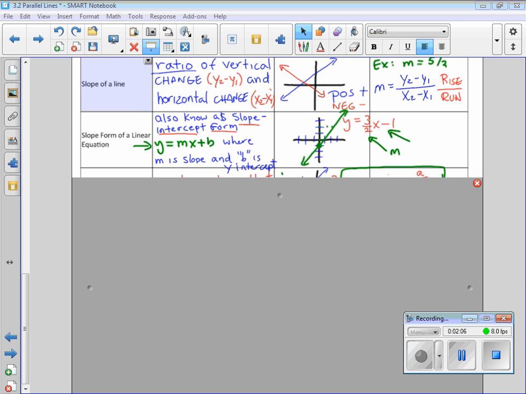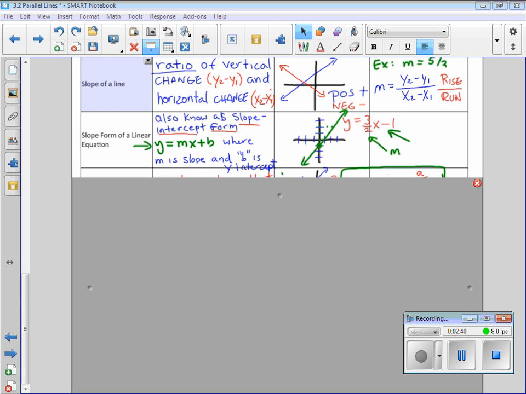Next we have the slope form of a linear equation, also known as slope-intercept form. This is like the standard equation. If you remember, we had a standard equation for a circle: x minus h squared plus y minus k squared equals r squared. For straight lines, we have a standard equation as well: y equals mx plus b, where the m, the number in front of the x, is the slope, and the b, the number that comes at the end, is the y-intercept.